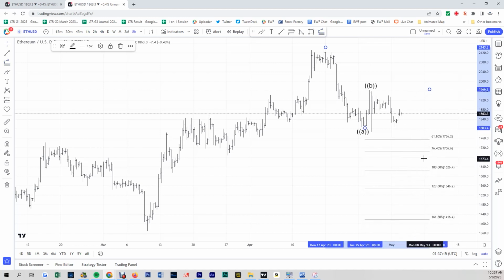Now if it truncates, it will usually truncate at 61.8, 76.4. If it goes to a full 100% extension, which is usually the case, then we can go all the way to 1626, 1546 before we find support.